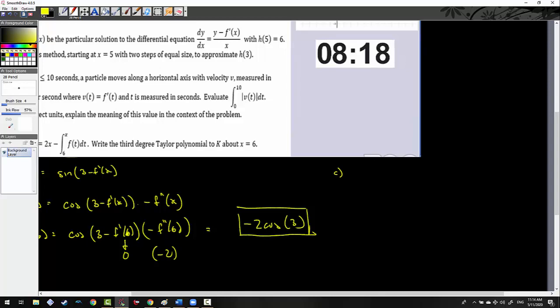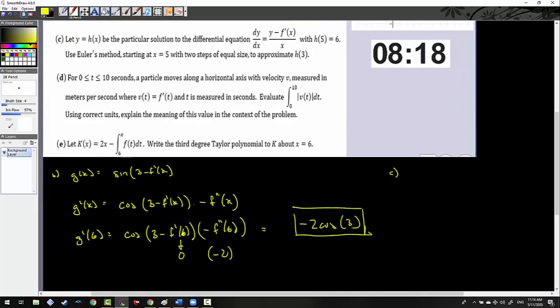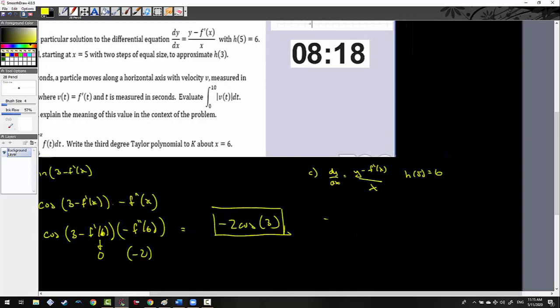Alright, part C. Part C says, let h of x be the particular solution to the differential equation dy over dx equals y minus f prime of x over x, and they tell me that h of 5 is equal to 6. Using Euler's method, starting at x equals 5, 2 steps of equal size to get to h of 3. So we actually have never seen this before, where we have to use Euler's method backwards. So from here, I'm going to go ahead and call this x, y, dy over dx, and then new y.